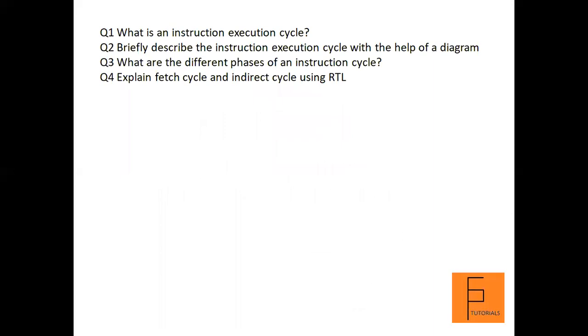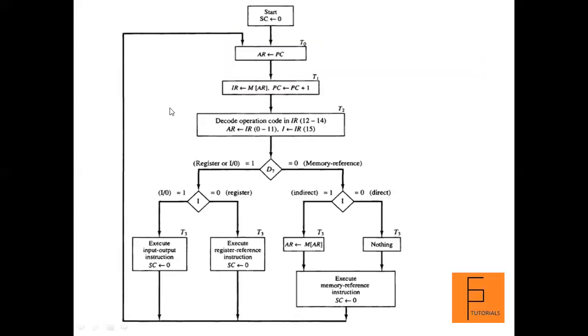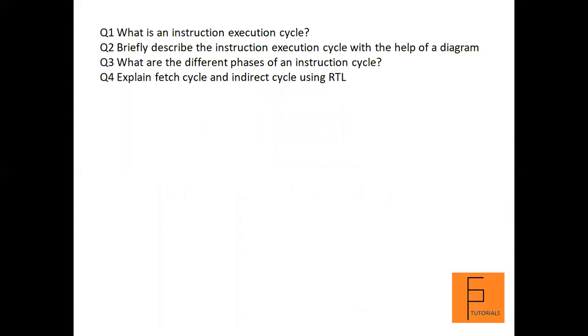Now let's look at some prospective questions that may be asked. Now the first question is, what is an instruction execution cycle? So after explaining so much about instruction execution cycle, you probably would have understood how you can define an instruction execution cycle. I would still give you an informal definition. An instruction execution cycle can be defined as the phases through which every instruction has to pass in order for its completion.